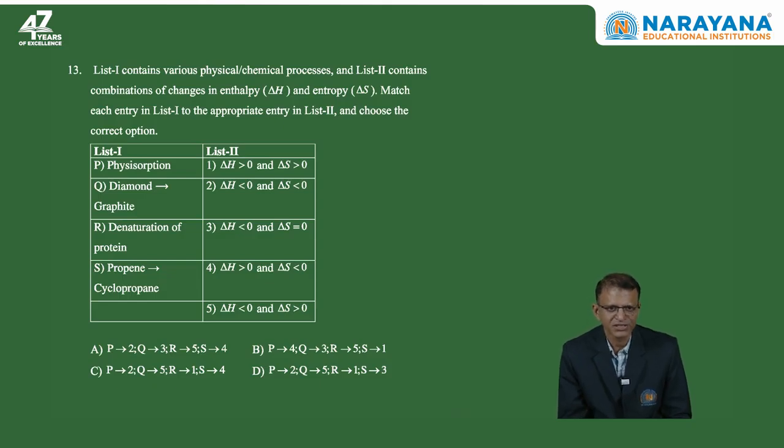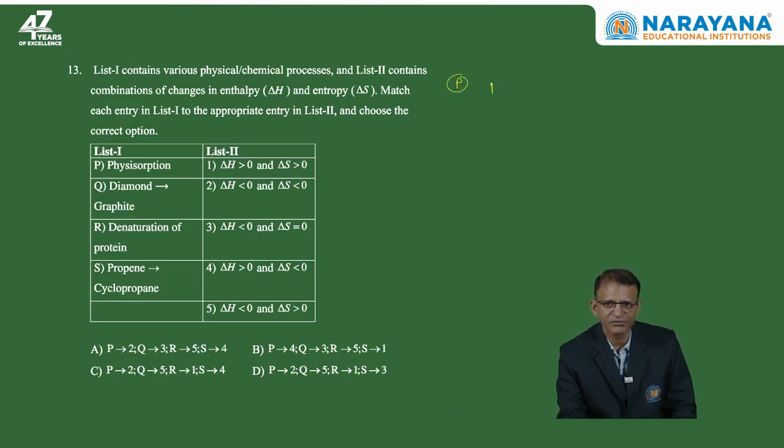And the last option is isomerization. I think propene is converted into cyclopropane, and in all these questions they are asking about the sign of delta H and delta S for the process. So let us start with the first process P, where we are talking about physisorption.